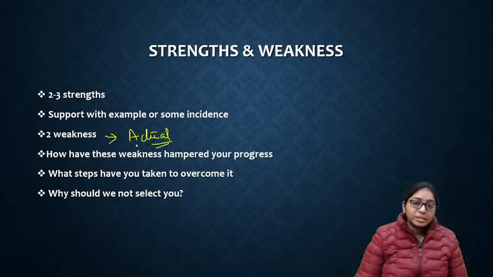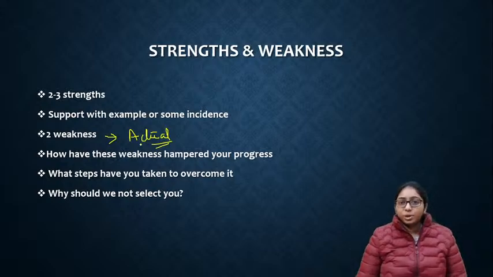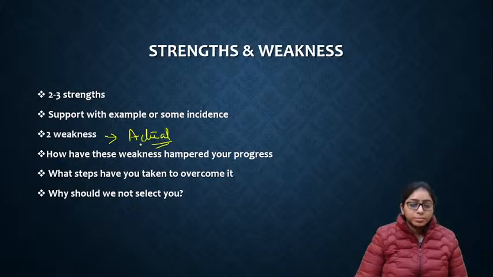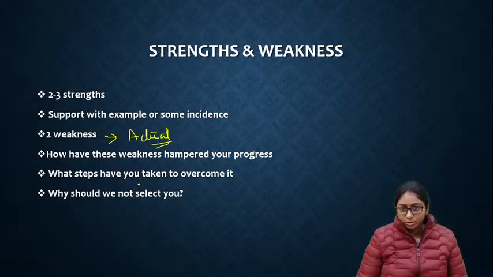You will have to think of examples as well. How has this weakness hampered your progress? Okay, so think in that way. You should have some incidents where because of this weakness of mine I could not do this. Okay, something that created a problem in your progress. Okay, and secondly, what steps have you taken to overcome it? You need to answer what steps have you taken to overcome it.